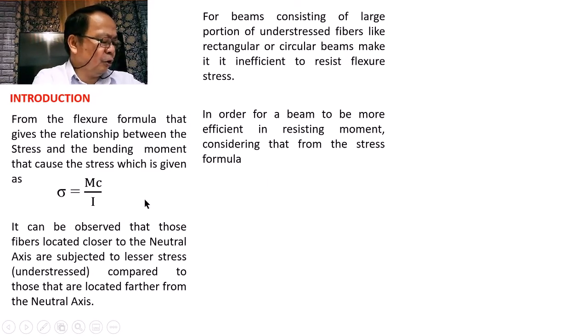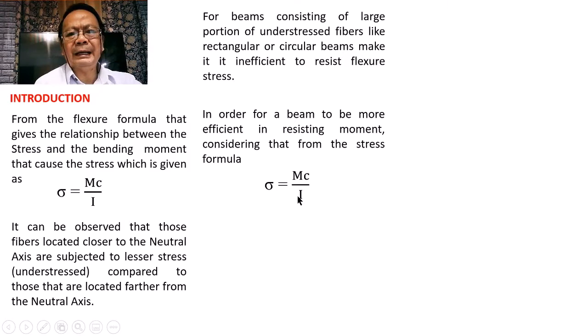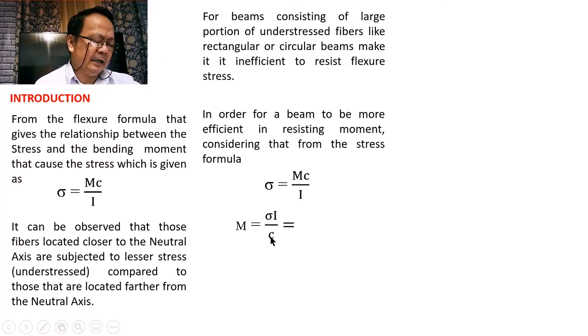So in order for the beam to be more efficient in resisting moment, if we're going to go back to this formula that we have for the stress, and then we rearrange this formula and solve for the M, magkaroon tayo ng formula that M is equal to the stress multiplied by I divided by C, or simply it will be equal to stress multiplied by the ratio of I over C.